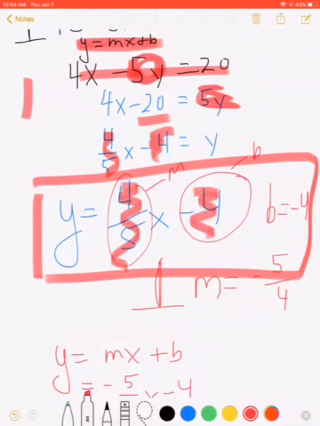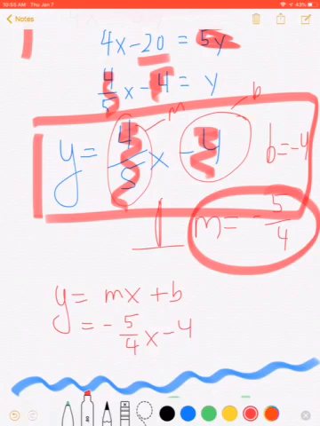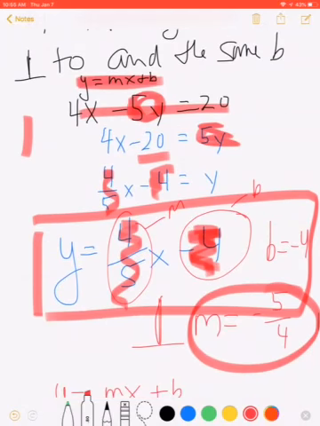The question said, I want an equation that is perpendicular to this, so 4/5 has to be flipped to negative 5/4. So that's over here, negative 5/4. And your b, it says it has the same intercept, so the b stays the same as negative 4. So take your time with this one. This wasn't one where you probably followed me all the way through. But go ahead and take your steps.